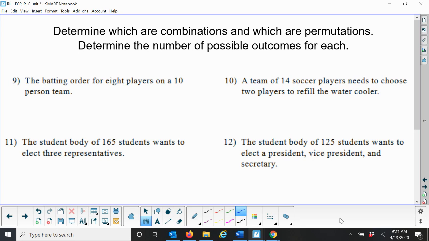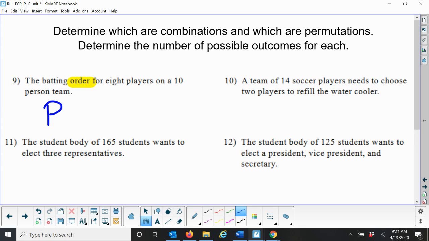So we have an important word here. We have the word order. And generally speaking, when we see the word order, it means we are trying to put them in a particular order. And when we're trying to put things into a particular order, that order matters. And therefore, we have a permutation.